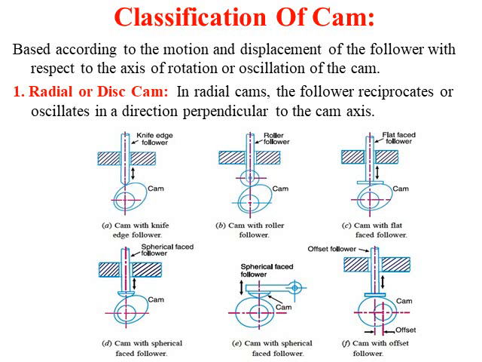In radial cams, the follower reciprocates or oscillates in a direction perpendicular to the cam axis. It's a very simple concept. The follower will be reciprocating, and its axis will be in the direction perpendicular to the cam axis. It can be either radial or offset. Even though it's offset, we still call it a radial or disc cam, because the axis of the follower will be perpendicular to the axis of the cam, as can be clearly seen in the sketches given.